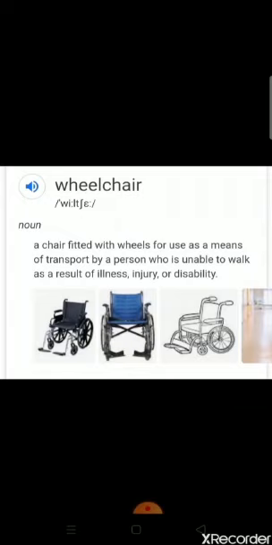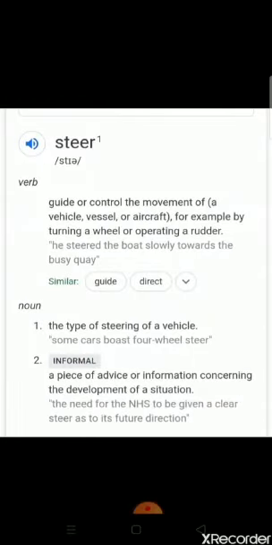She designed it, and she can steer the boat with her mouth. So how was she controlling it? She was controlling it with her mouth. So what is steer? All of you know. It's something which is controlling the movement of a vehicle or a vessel or an aircraft or a boat, whatever it is. For example, by turning a wheel or operating a radar, he steered the boat slowly towards the busy quay. So all of you know what is steer or steering. No need to explain it again. The boat with her mouth.